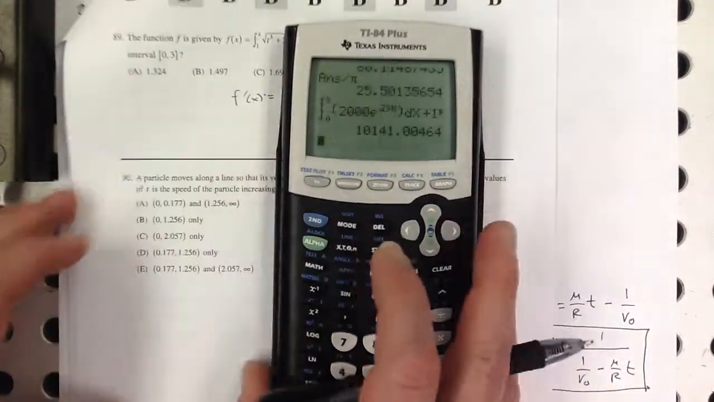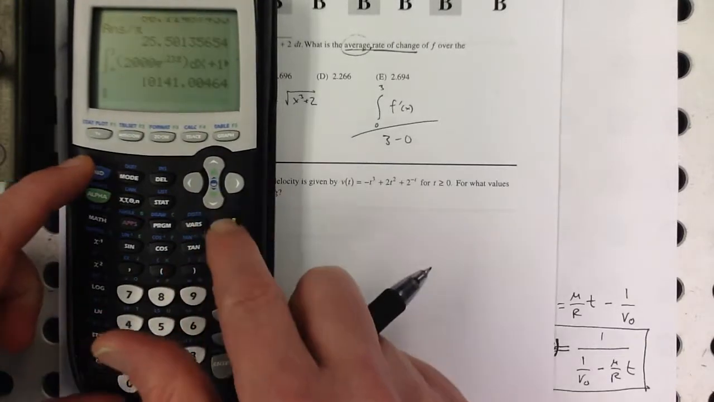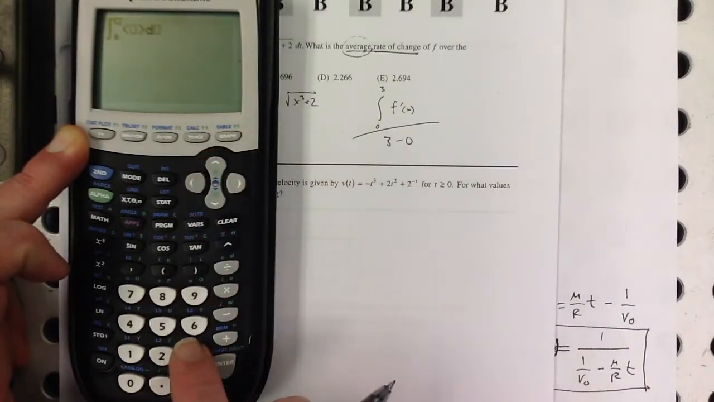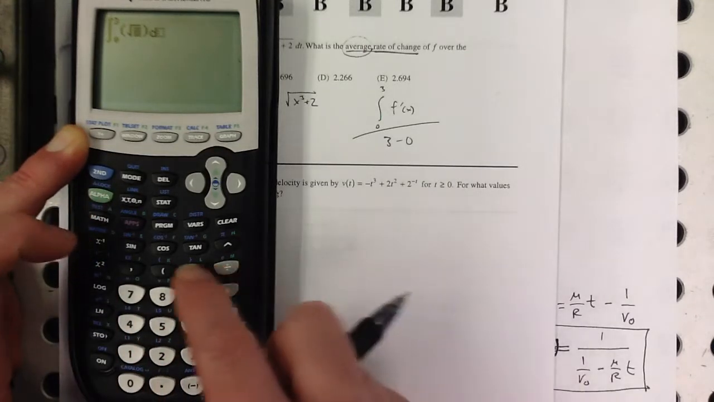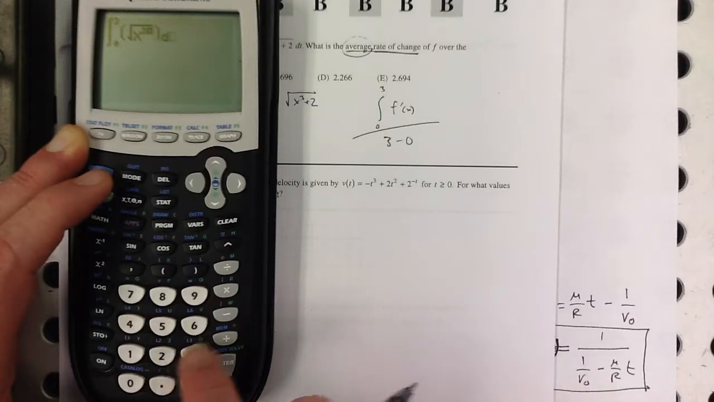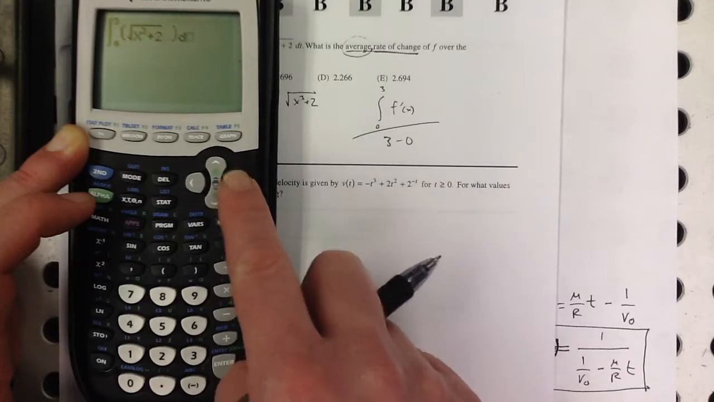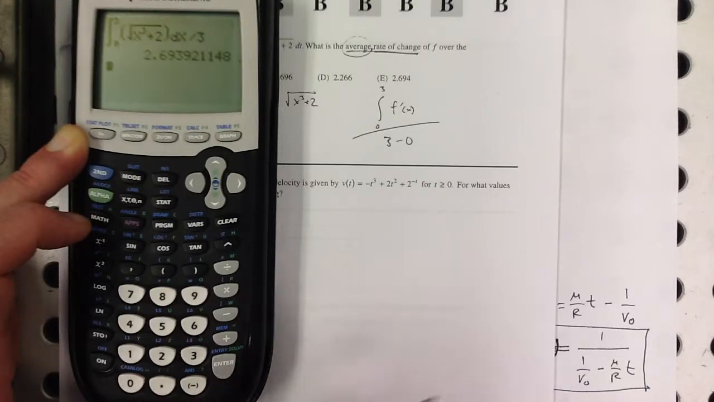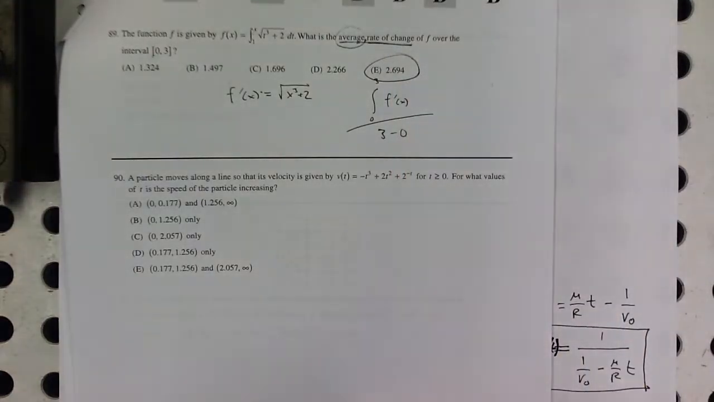I'm going to find the integral. Let's clear that chunk out of there. Math 9 from 0 to 3, square root of x cubed plus 2 dx, and I'm going to divide that by 3. 2.694. That's it. That's all there is to it.